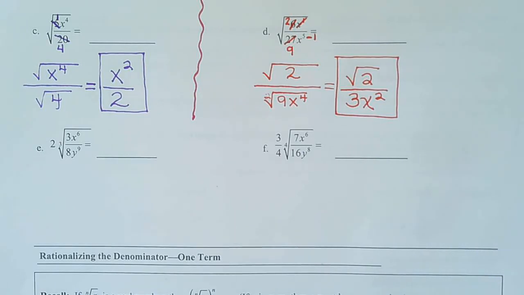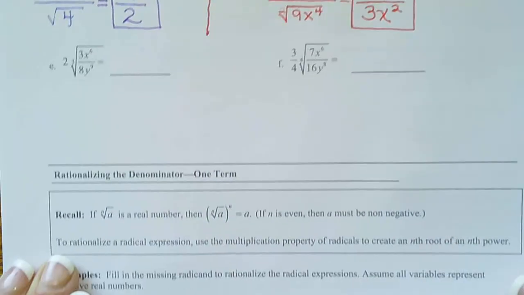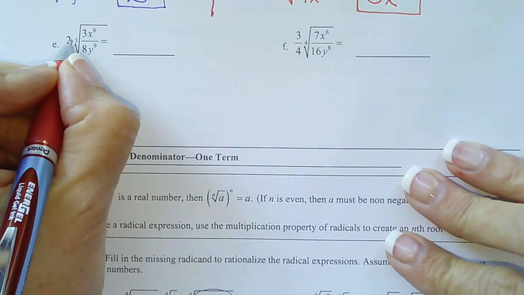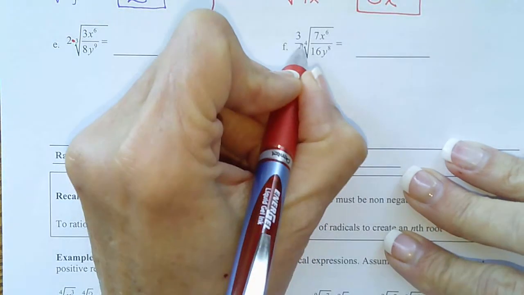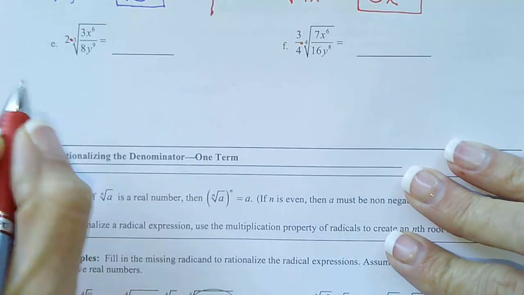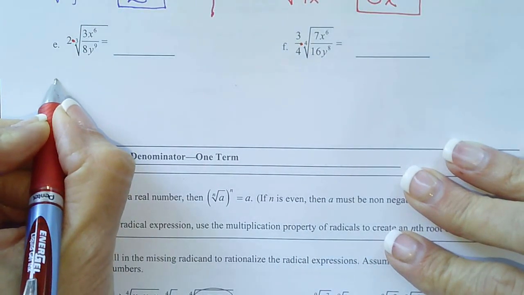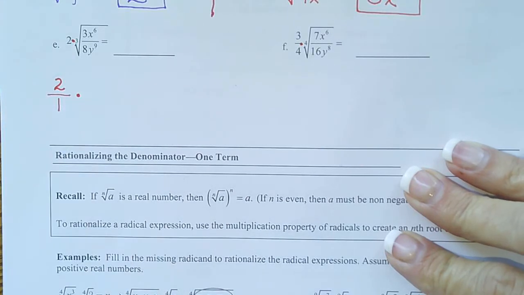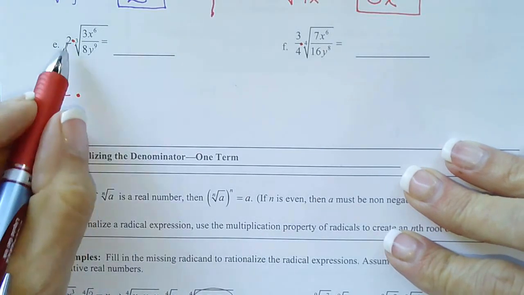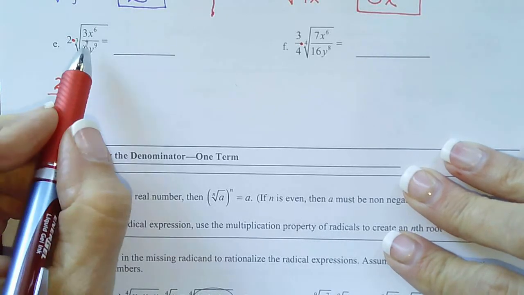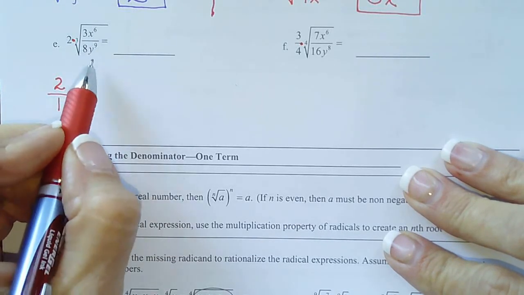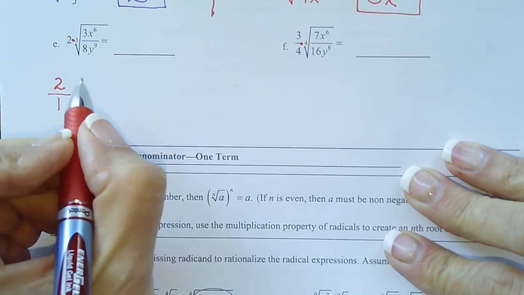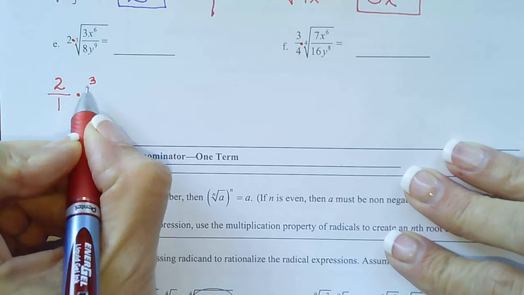Okay, now we have some that are a little trickier. Now they have numbers outside. But remember, that number outside just means multiplication. So when you see that, and because this is a fraction, when I go to rewrite this, I'm going to write it as 2 over 1. Then it's easier to multiply the fractions at the end, because 2 is really 2 over 1. So 3 and 8, nothing in common. X and y, nothing in common. So since nothing's in common, then we should break it up into 2 separate radicals.